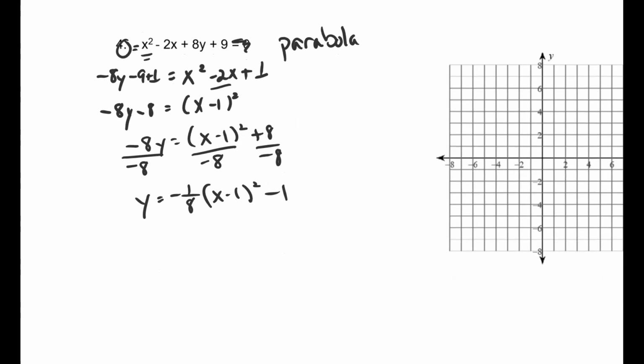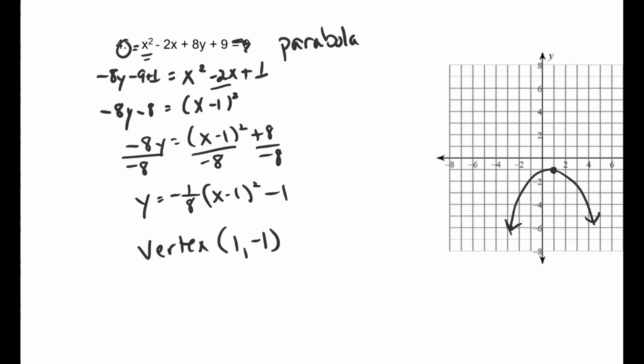So what are the three key pieces of info you have to be able to pull out? First of all, you have to pull out the vertex. So our vertex for this one is going to be 1, negative 1. So I'm over here at 1, negative 1. I know it's opening down because it's a negative 1/8. So I'm going to draw it like this, because what that allows me to do is gives me an idea where my focus is going to be with this.